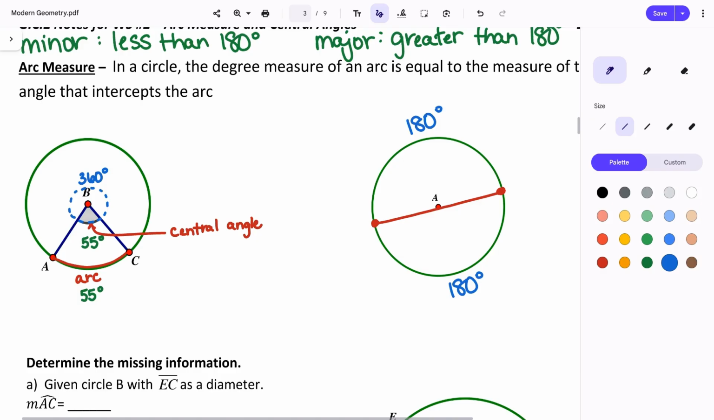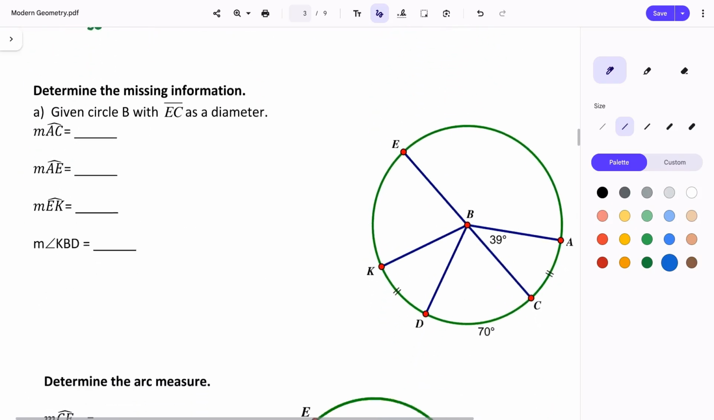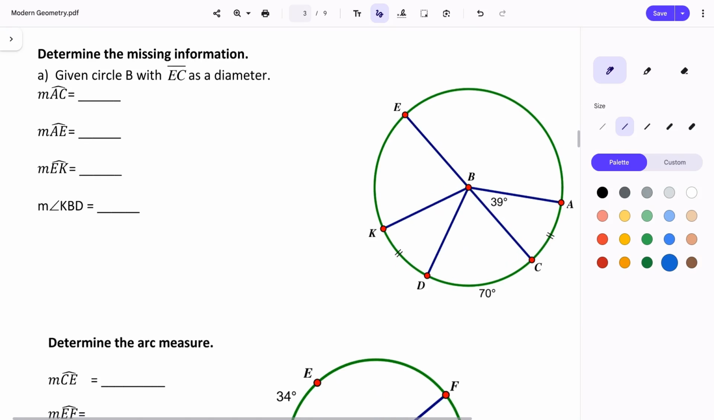Okay, so we're going to get into some examples now where we actually solve for arc measurement, or solve for an angle, like a central angle in here. Now, they might give you some information in the picture. This one over on the left says, given circle B with EC as a diameter. So we know that line segment EC is going to split the circle directly in half. Let's keep that in mind as we're working with this. Then you'll notice underneath there are 4 parts. The first 3 are wanting you to find measurements of arcs. I see those letters with the little arc on top, so that's why I know it's an arc measurement there. And the last one is just talking about an angle. So we're going back to talking about our central angle.